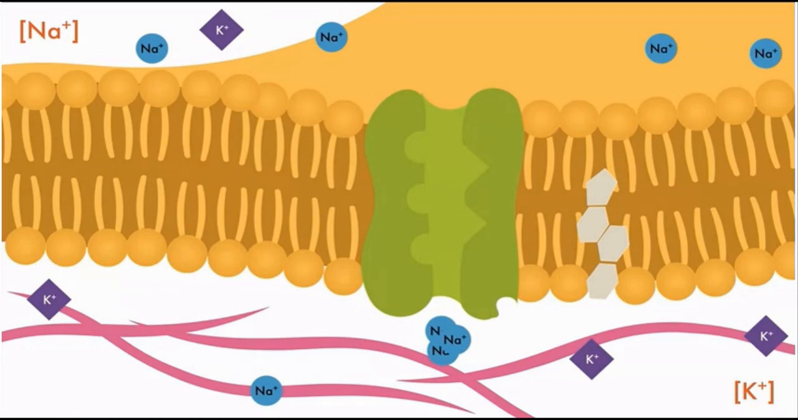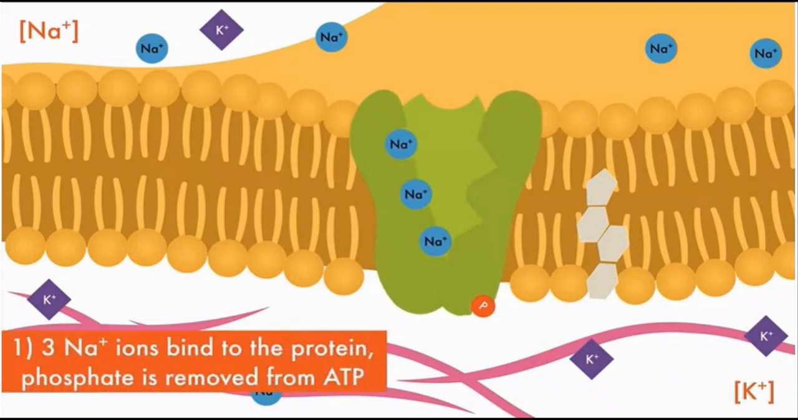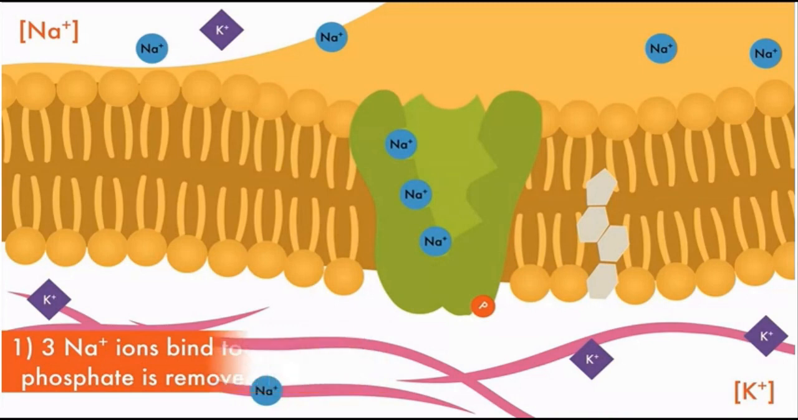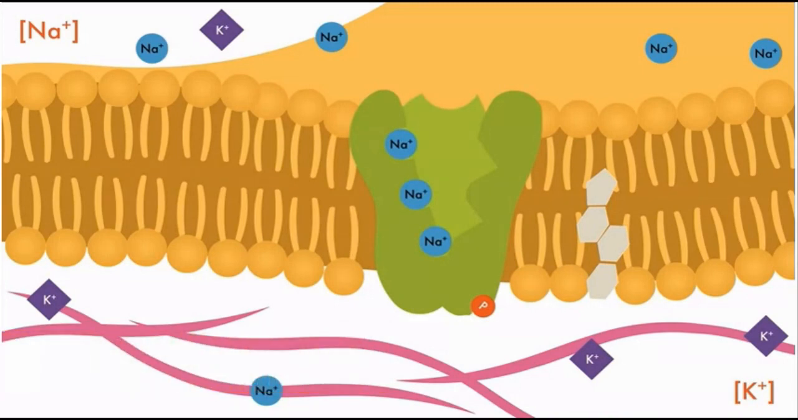First, 3 sodium ions from the cytosol bind into the protein, and a phosphate group from ATP breaks off onto the carrier protein. This provides energy for the shape of the protein to change, and the sodium ions can be released into the outside part of the cell.